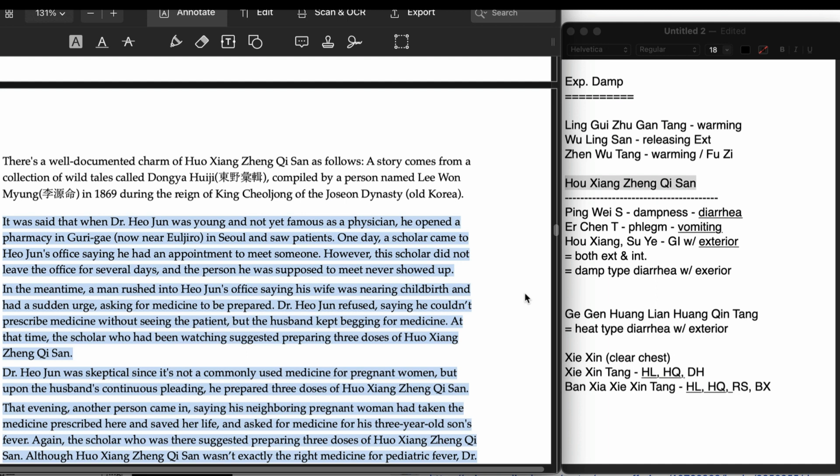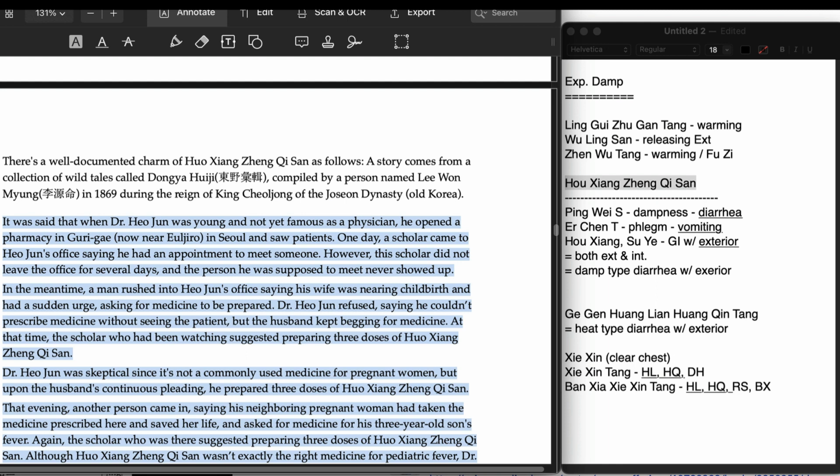One day, a scholar came to Heo Jun's office saying he had an appointment to meet someone. However, this scholar did not leave the office for several days, and the person he was supposed to meet never showed up. In the meantime, a man rushed into Heo Jun's office saying his wife was nearing childbirth and had a sudden urge, asking for medicine to be prepared. Dr. Heo Jun refused, saying he couldn't prescribe medicine without seeing the patient, but the husband kept begging for medicine.